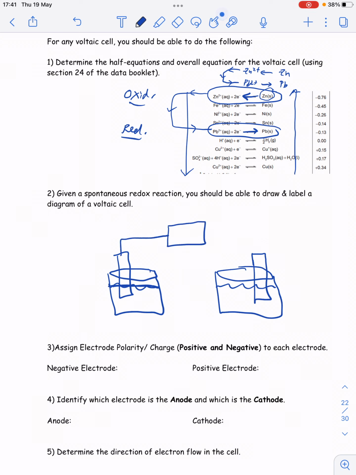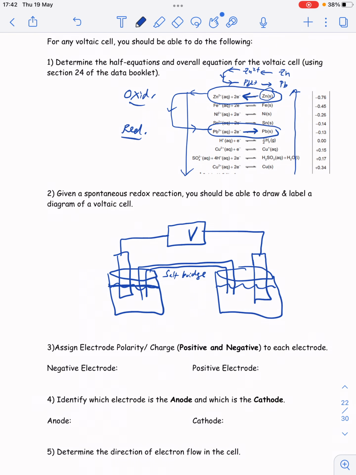And you label it with wires. The wires are distinct from the metal electrodes, and you put a V on it to indicate that this is a voltmeter and that you're producing a voltage. The last bit is adding some kind of salt bridge. So it looks like some kind of tube. Let's label that one to be sure. And then we've got salt bridge.